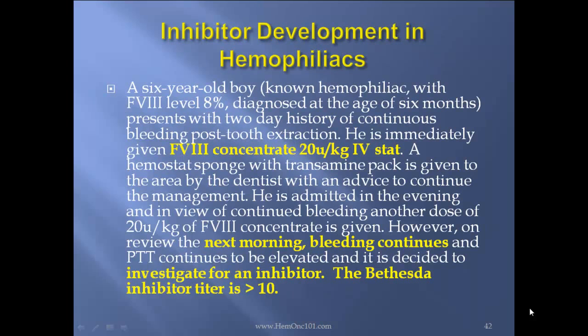Inhibitor development in hemophiliacs. Case report. 6-year-old boy, known hemophiliac with factor VIII level 8%, diagnosed at the age of 6 months. Presents with a 2-day history of continuous bleeding post-tooth extraction. He's immediately given factor VIII concentrate, 20 units per kg IV stat. A hemostat sponge with tranexamic acid pack is given to the area by the dentist with advice to continue management.